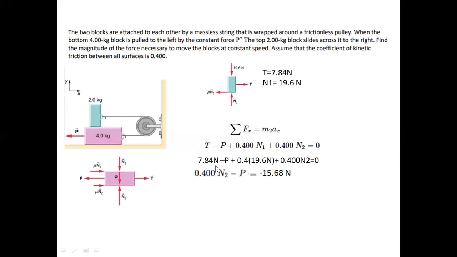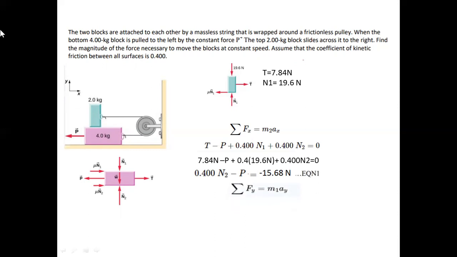This gives us the following simplified equation. If we're going to transpose the same variable, so 7.84 newtons plus 0.4 of 19.6 newtons gives us 15.68 newtons. And then we're going to transpose it to the other side of the equation, gives us negative 15.68 newtons. And for the left side of the equation, we have the unknowns 0.4 N2 minus P. Now this gives us two unknowns: 0.4 N2 minus P is equal to negative 15.68 newtons. This is our first equation.